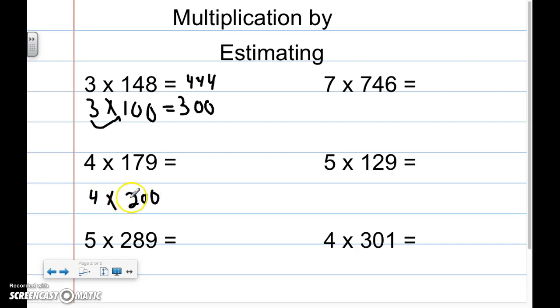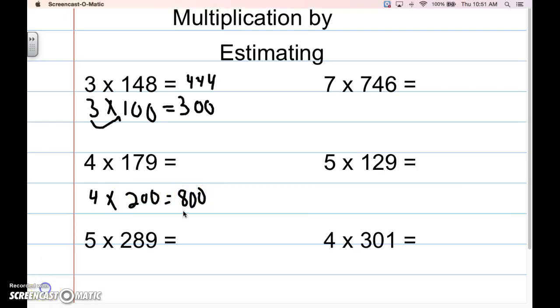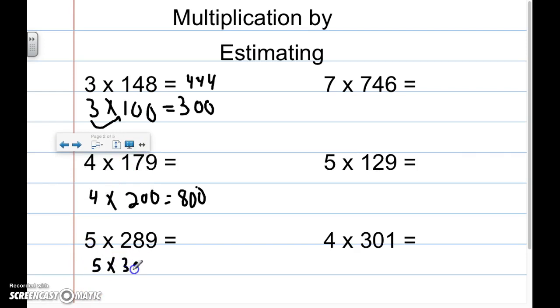So 4 times 2, well, I know that 4 times 2 is 8, and you put two zeros on the end. That equals 800. Okay? Let's look at 5 times 289. So I could do 5 times 300.